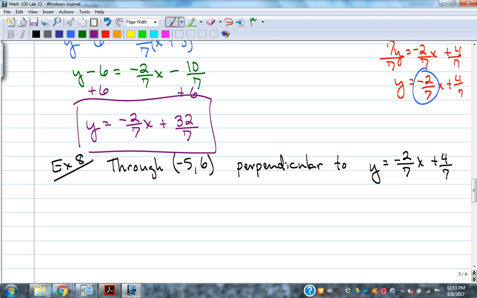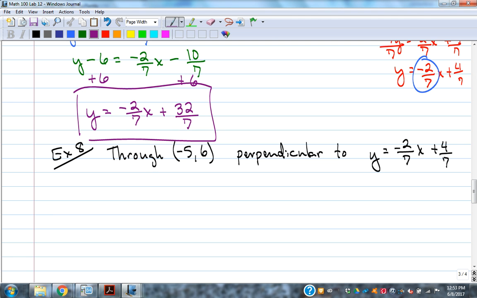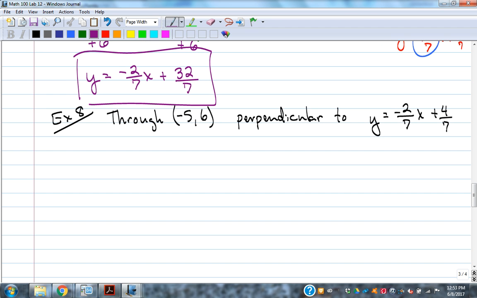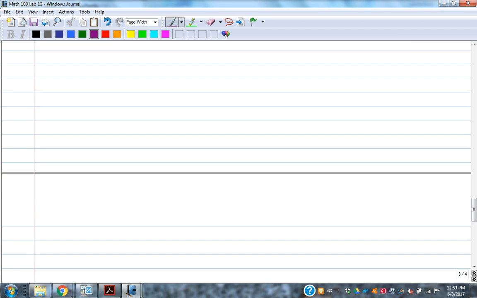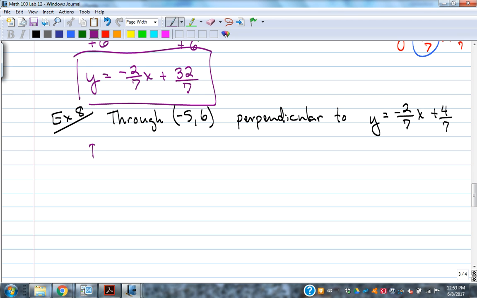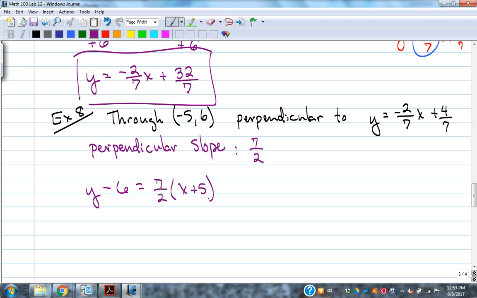Now, here's an equation. We're asked to find an equation that's perpendicular to y equals negative 2/7 x plus 4 over 7, but goes through the point negative 5, 6. So a perpendicular line has the opposite reciprocal slope. So my perpendicular slope is going to be 7 over 2, positive. So that's what I'm going to use. y minus 6 equals 7 over 2 times x plus 5. That's the point slope form of that line.